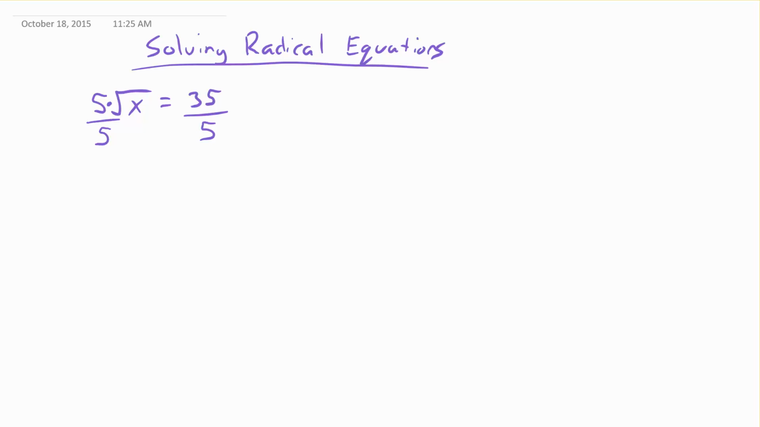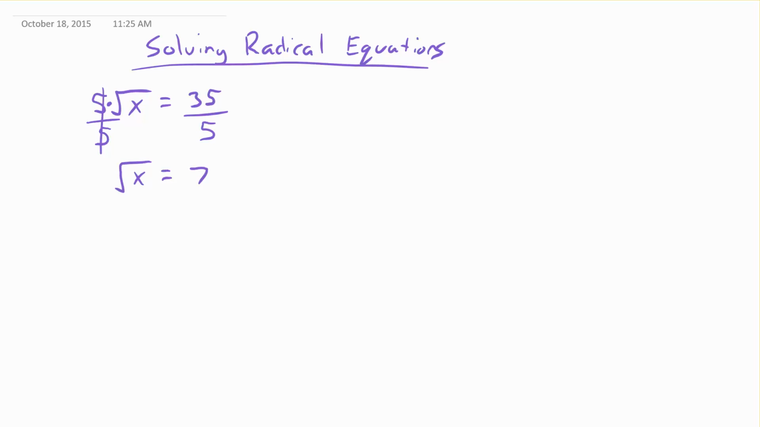That's the only way we get away with doing anything, is if we do it to both sides. So now that we've divided both sides by 5, on the left side I've got 5 divided by 5. Well, that's 1, so it's pretty much gone. Now what we have left is square root of x is equal to 35 divided by 5, which is 7.